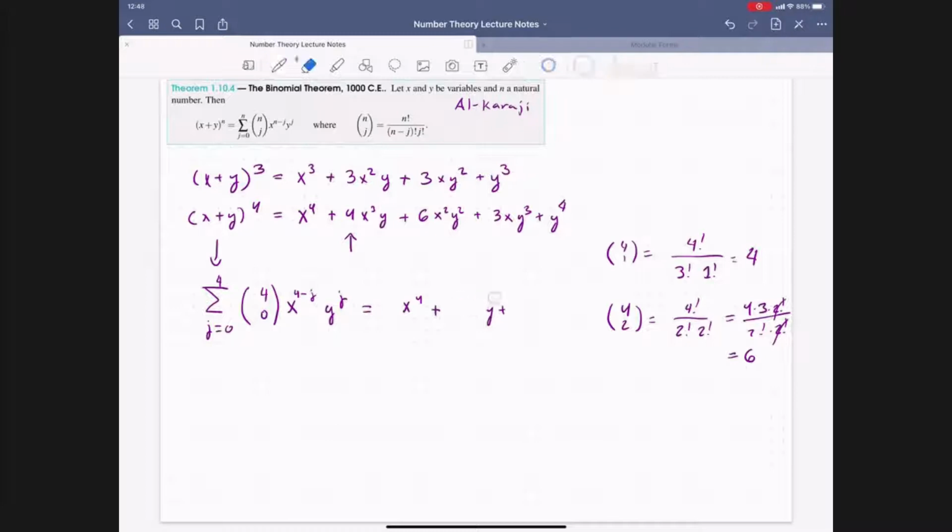Oops. I forgot to write down the initial one. We're now working with 2, so this here will be 6. Now we're working with j is equal to 2, so we have x to the 4 minus 2, so x squared, y squared. And if we continue, you can verify that we do get back this expansion.